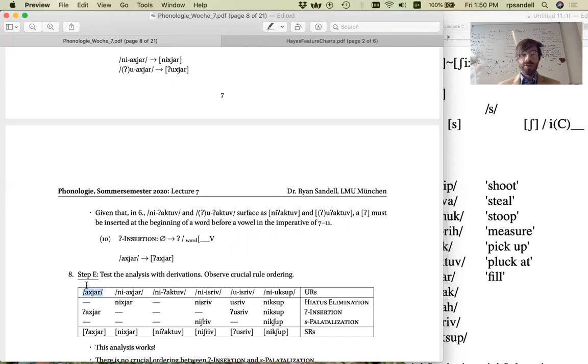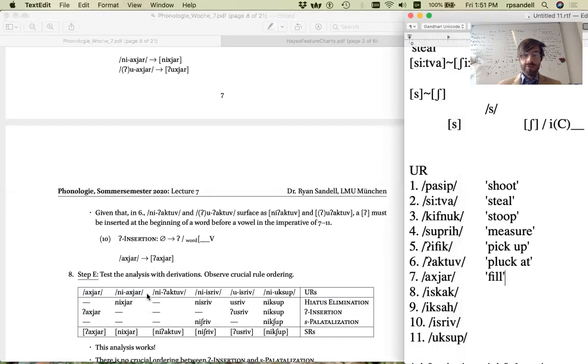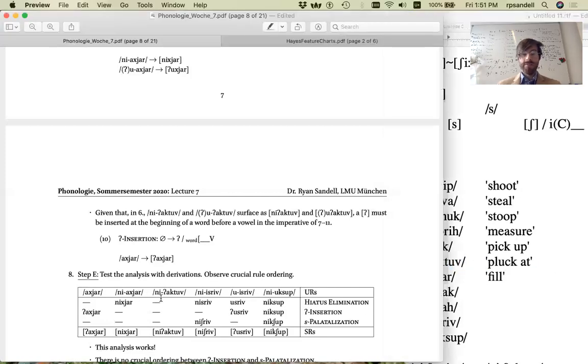So the underlying form of the stem, meaning achyar, in its imperative form, will have a vowel. Glottal stop insertion will add the glottal stop to give us achyar, as we find. In its first singular form, the underlying a will be deleted by hiatus elimination. In the form of the first singular in row number 6, the verb meaning pluck at, none of the rules apply. Hiatus elimination cannot apply because there's a glottal stop between these two vowels, and there's not a vowel at the beginning of a word.